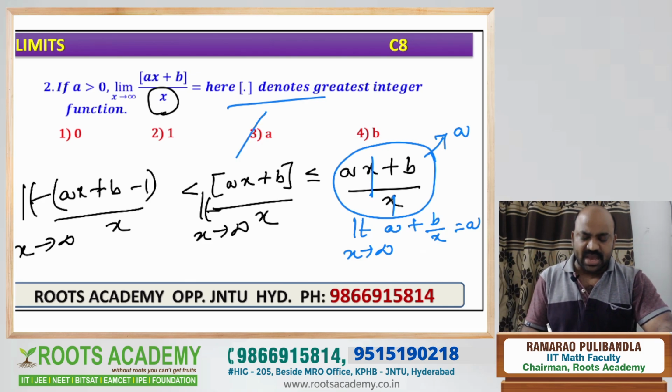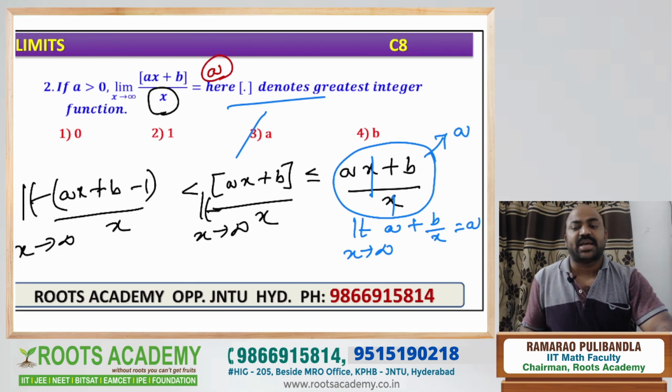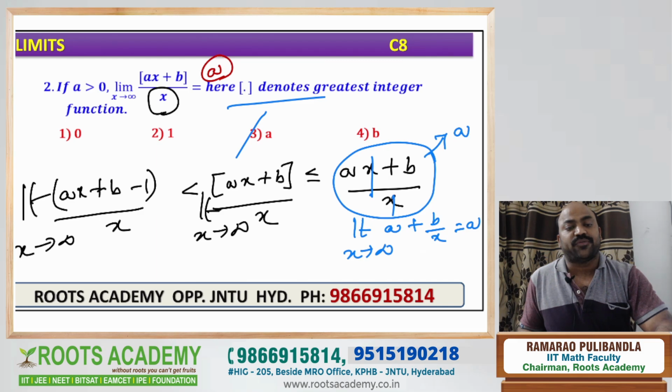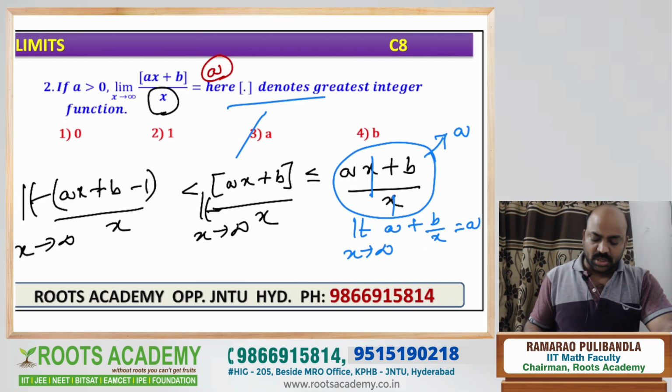So remember, step of ax plus b by x, the answer is always equal to what? The answer is always equal to a. Remember that as a formula or as an answer. Are you able to follow me? Move to the third question.